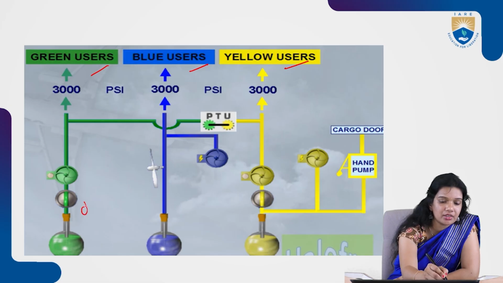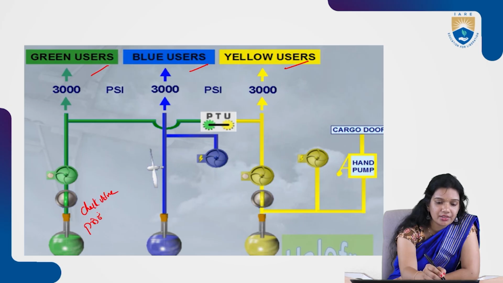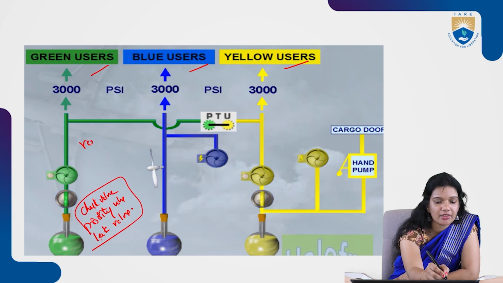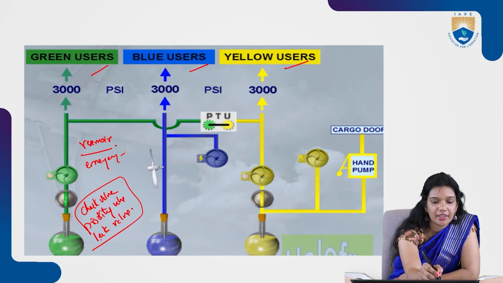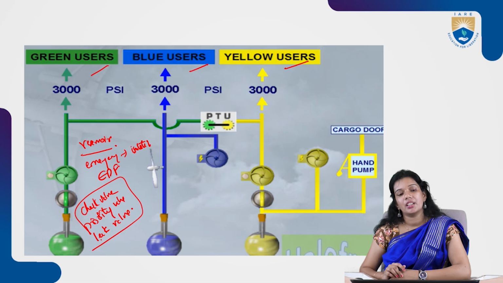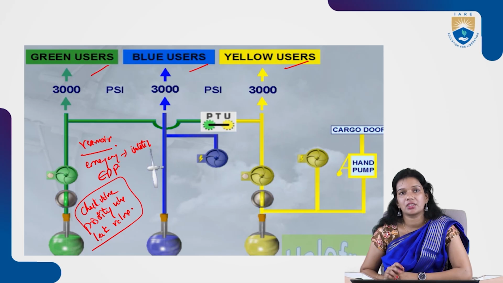You have check valves, you have priority valves, you have leakage valves, right? So all these are there. You have different reservoirs to it, right? So for emergency also, it is going to be isolated, engine driven pump, right? So these green users have this amount of pressure, which is 3000, right?